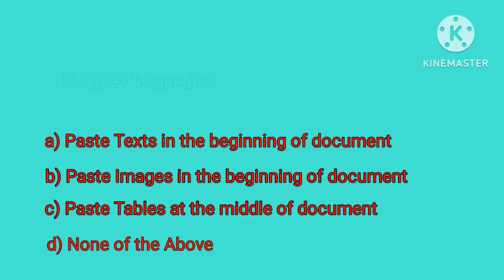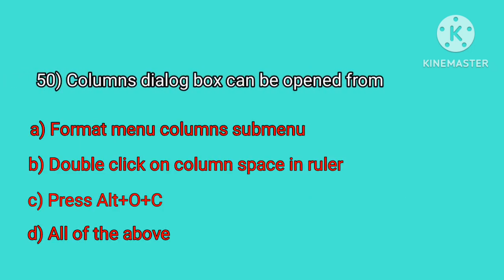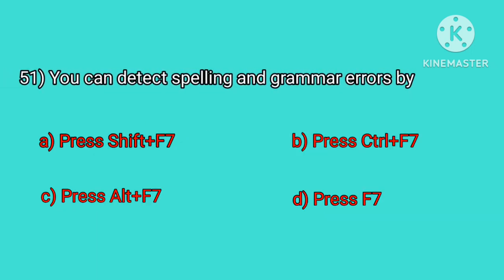Which operation will you perform if you need to move a block of text? Cut and paste. Ctrl plus V is used to paste. None of the above. The font or typeface defines the appearance and shape of letters, numbers, and special characters. Font. The columns dialog box can be opened from all of the above.